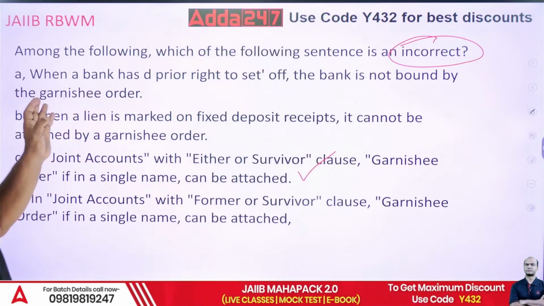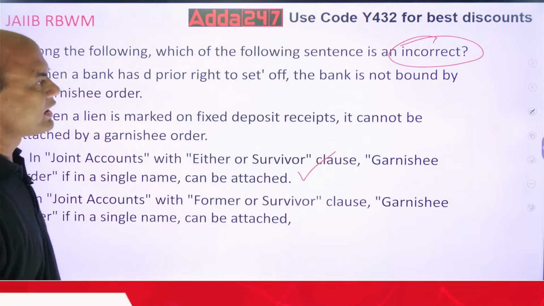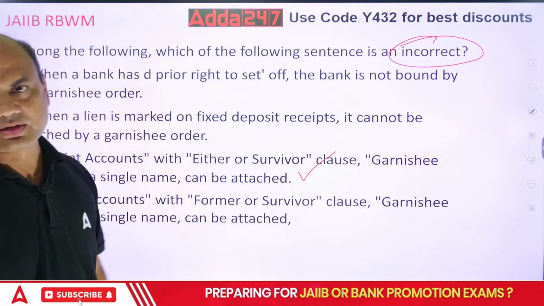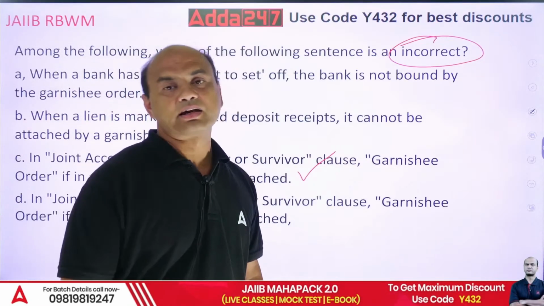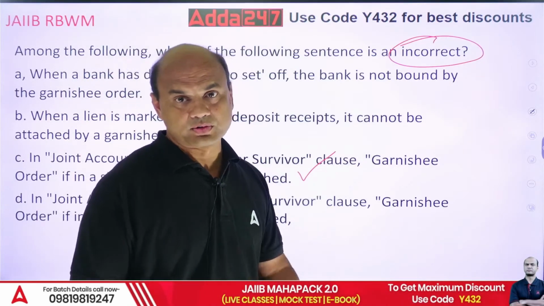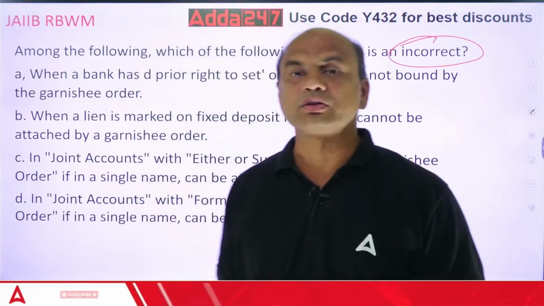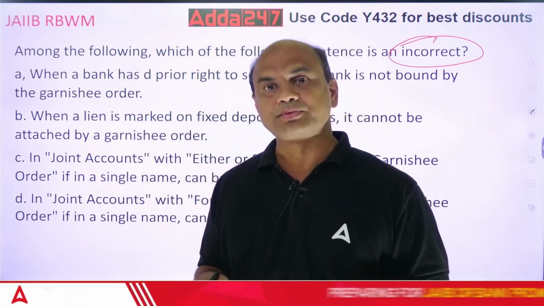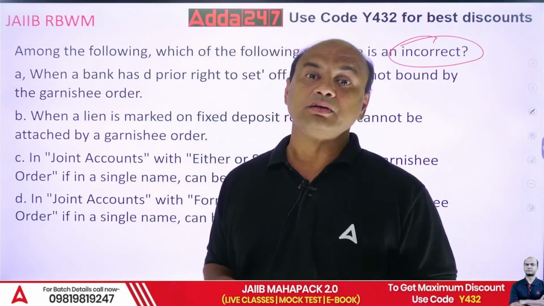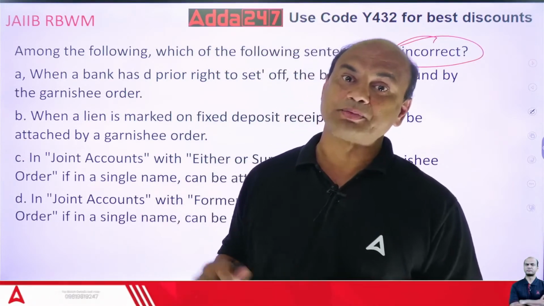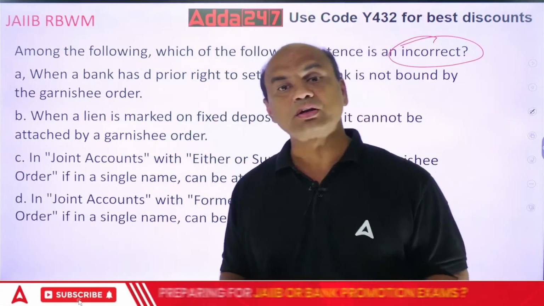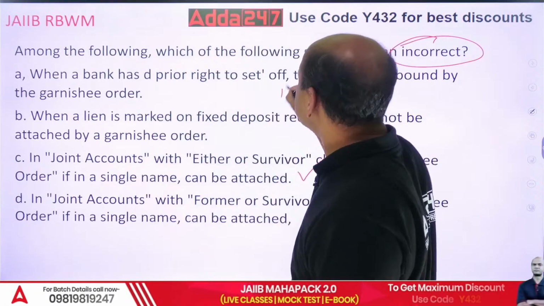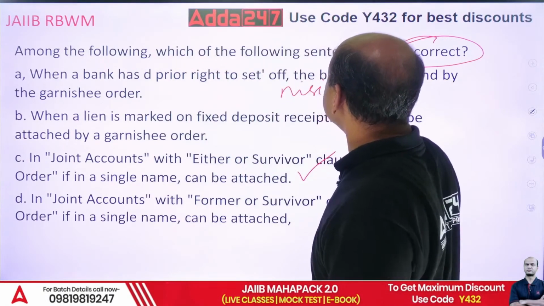Remaining all are correct. When the bank has a prior right to set off, the bank is not bound by the garnishee order. So I will not attach the garnishee order from the court. Garnishee order is always given by the court. The garnishee order is of two types: absolute and nisi. Nisi means what? Just to freeze. Kindly note this. Nisi is for freezing.